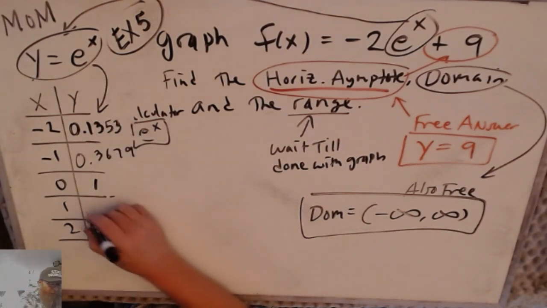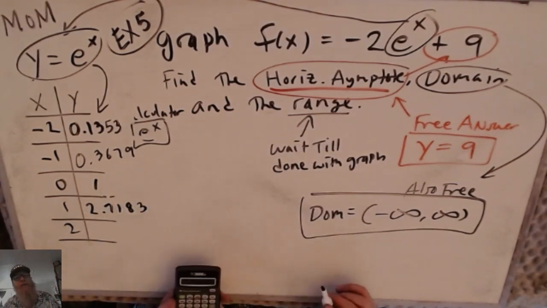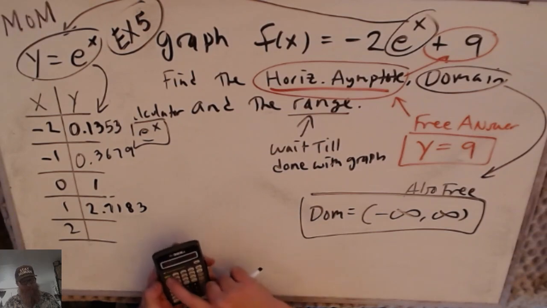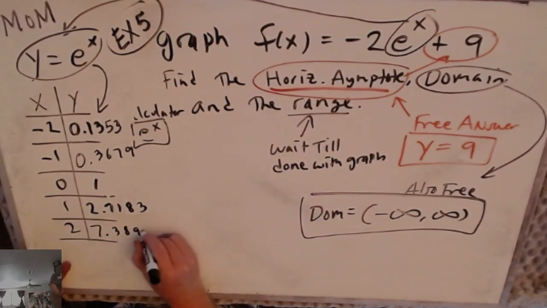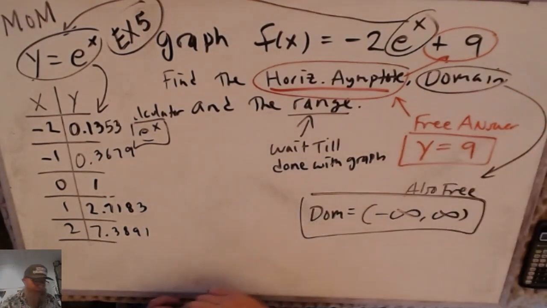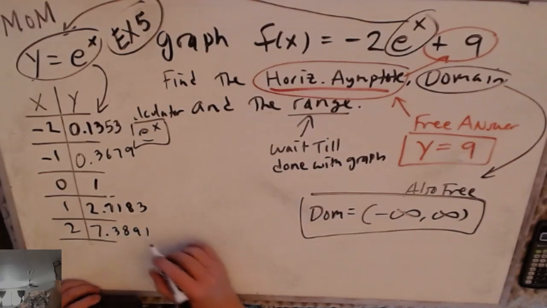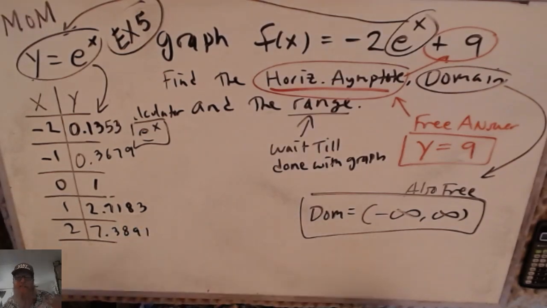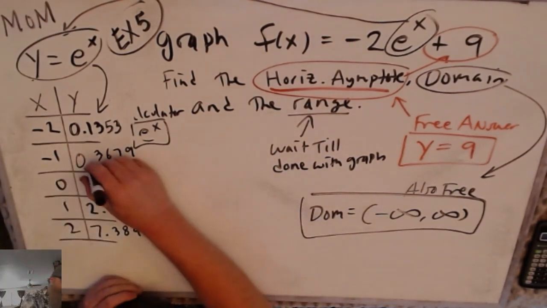E to the 1, that's going to be 2.7183, I guess, if we're rounding. And then E squared is going to be 7.3891. Again, don't expect to get nice numbers here. This is nature, yeah? Nature doesn't give you nice, clean numbers like 1, 2, 3, you know? It gives you 0.1353 and 0.3679 and things like that.